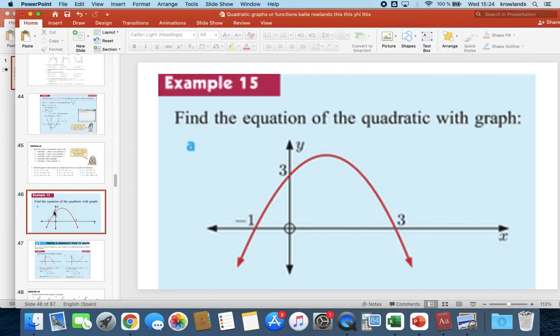Asked a challenging question which says something like, find the equation of the quadratic with the following graph. You can see you're given 3 points, the two x-intercepts and the y-intercept. Now, let's look at a similar example to this.